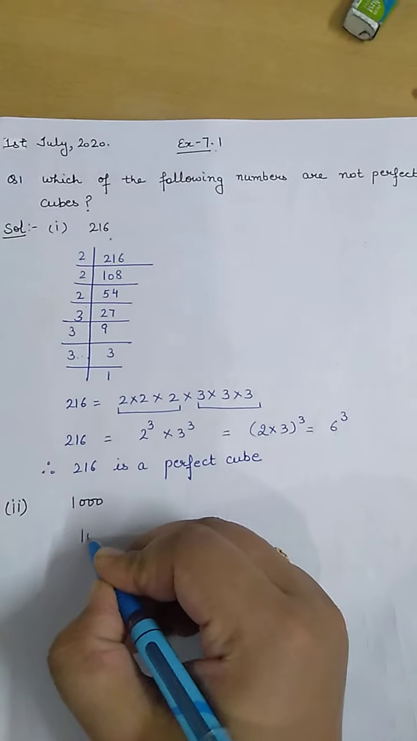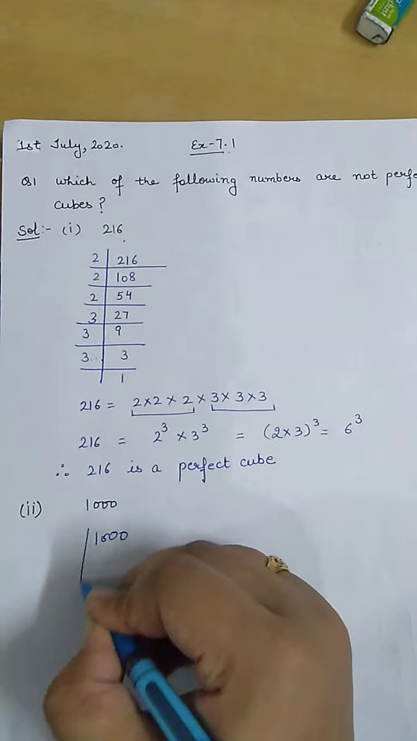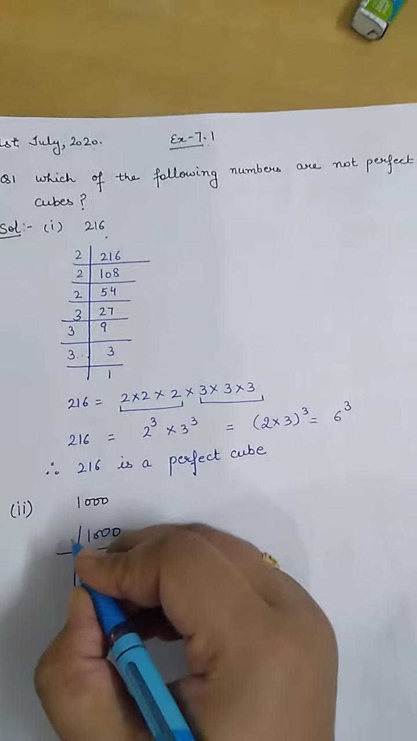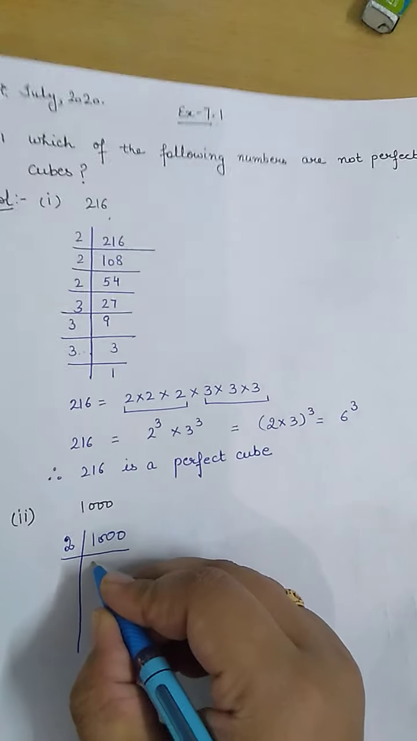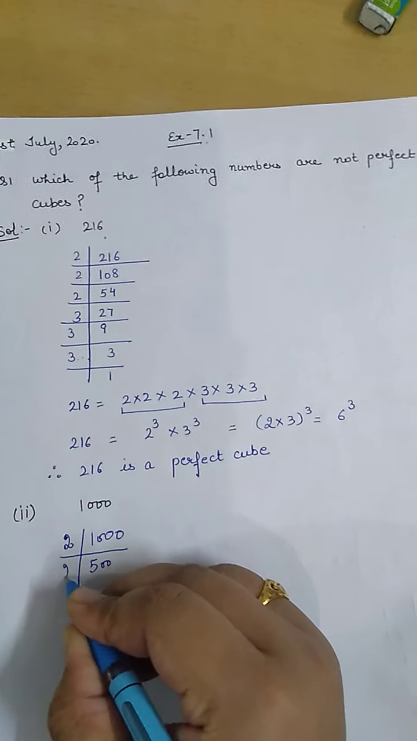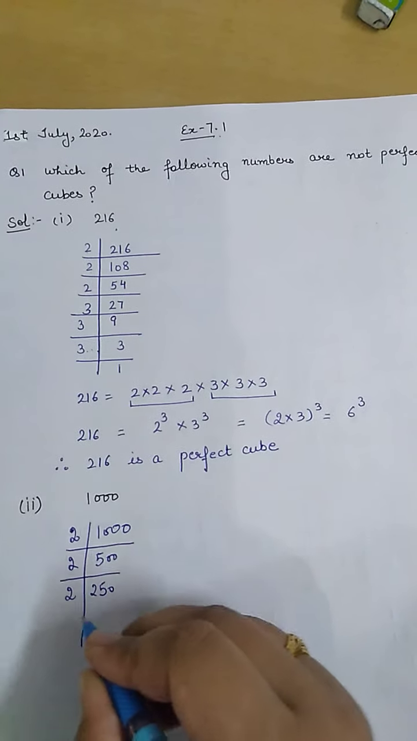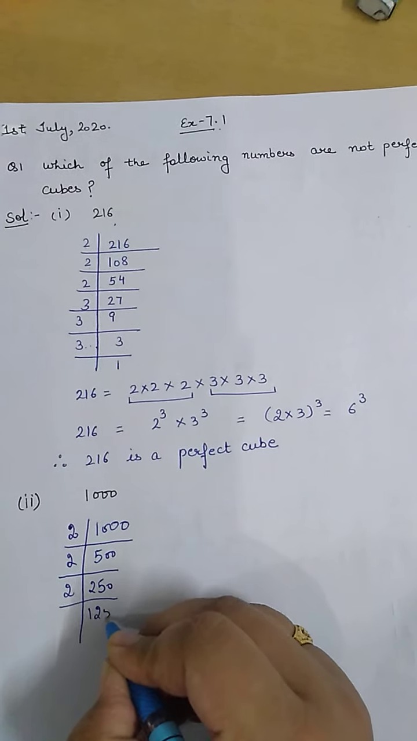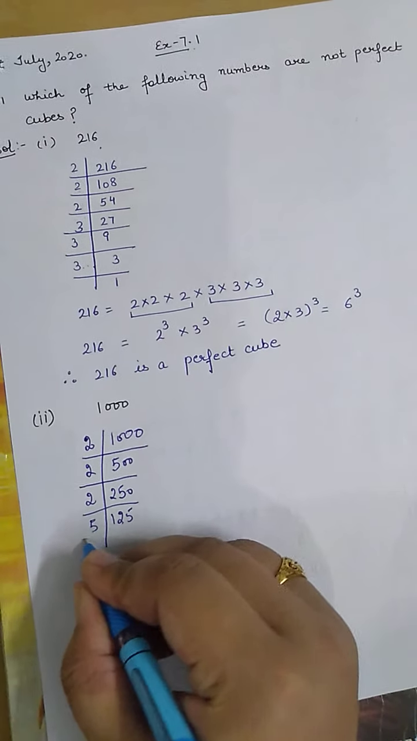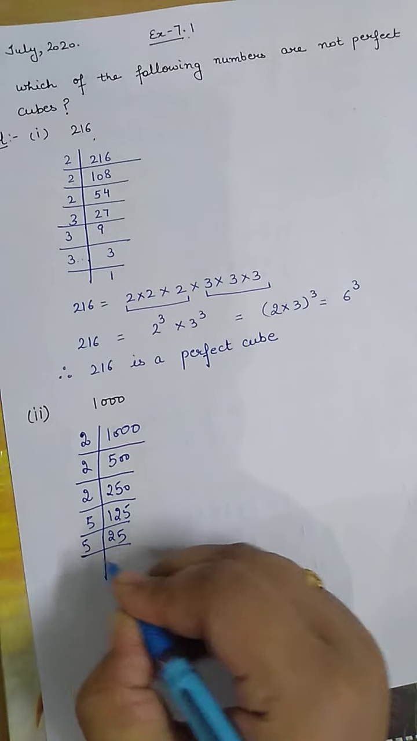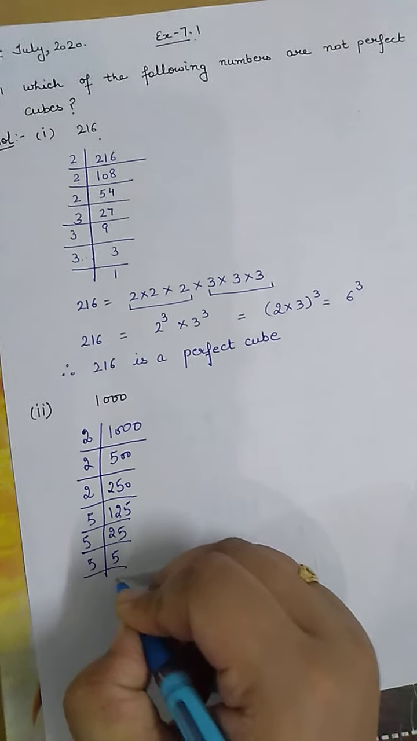So now I need to find 1000. I need to check whether it is a perfect cube or not. So first I will start with 2. It will give you 500. Then 2 again, it will give you 250. Then 2, it will give you 125. Now it is not going on the 2 table, so I will take 5 here. It will give you 25. Then 5, then 5, then 5 one more.